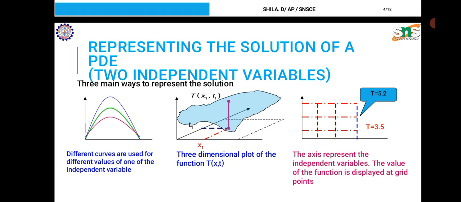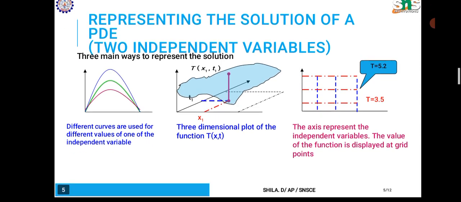Next, for three dimensions, we go with the x, y, z axes. X, y and z axes can be represented in a three-dimensional process.